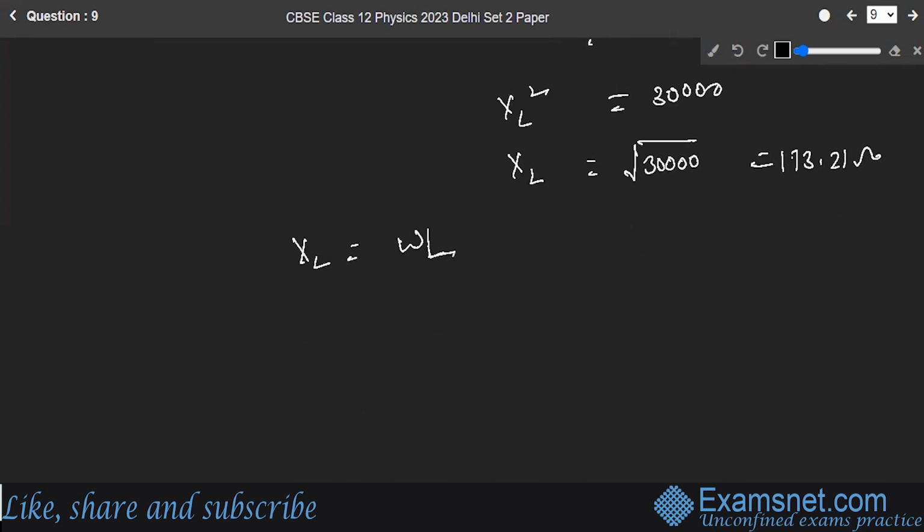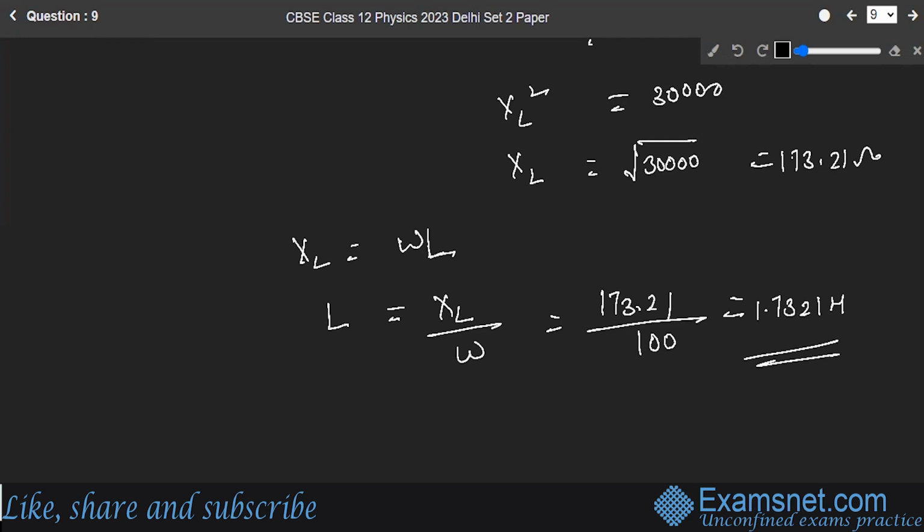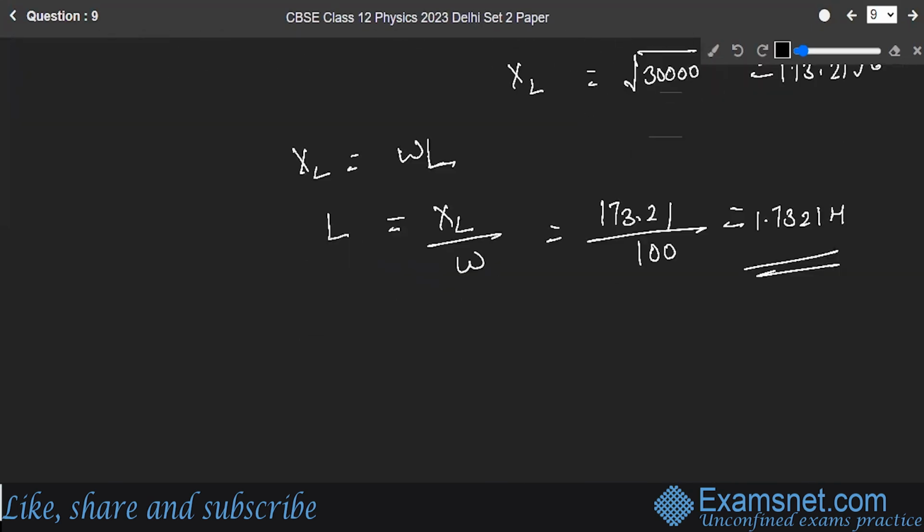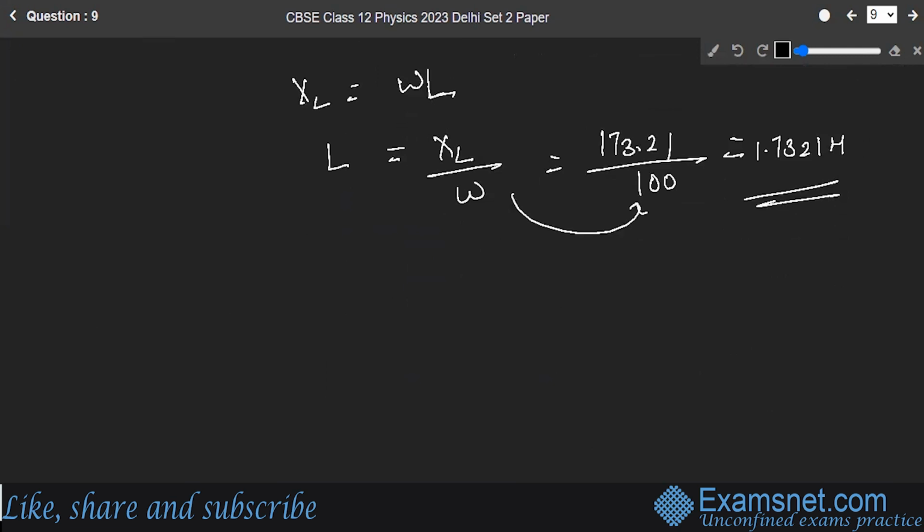Now, XL is equal to omega L, or L is equal to XL upon omega. So this was equal to 173.21 and omega is equal to 100. That makes it 1.7321 H. So this is the answer to the second part. Self-inductance 1.73 H. Given that angular frequency is equal to 100 radians per second. So that's why the omega has been substituted as 100.